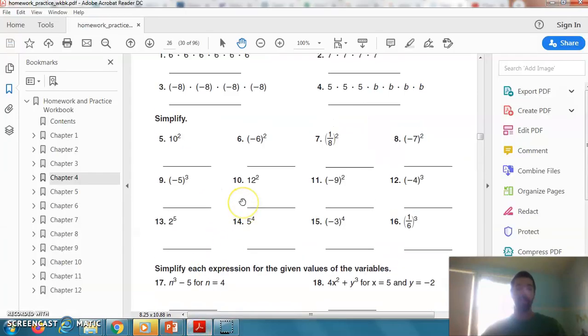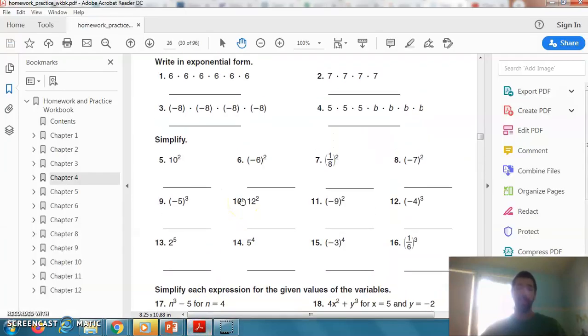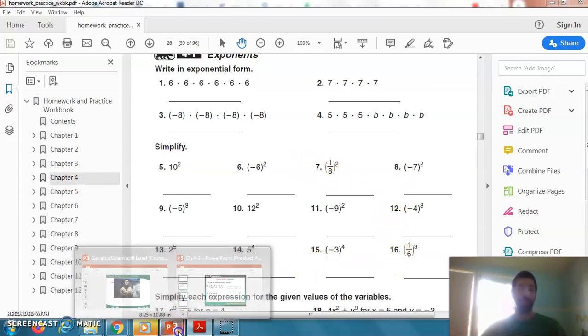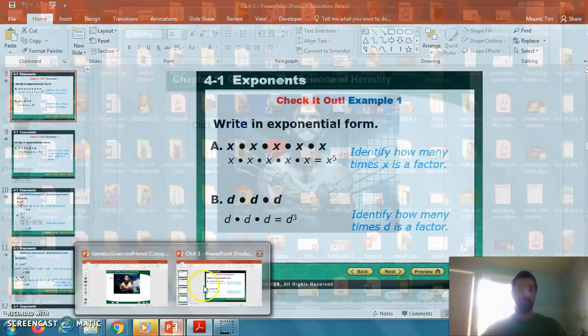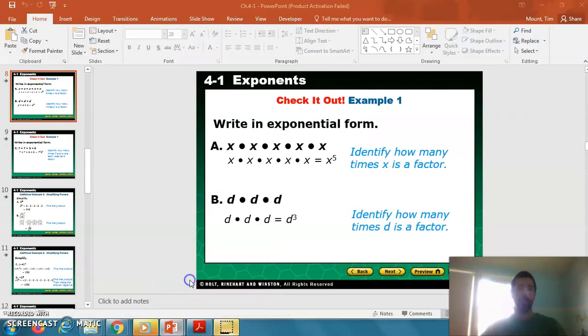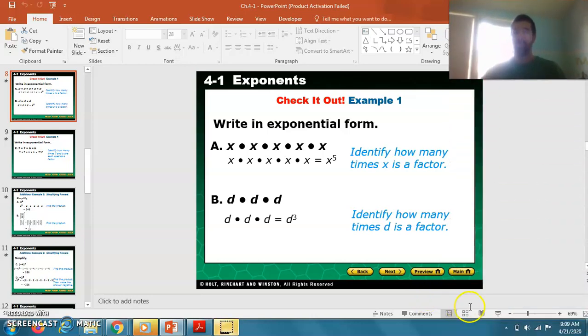I'm going to be going through some review of something that was assigned to you last week. The last week before vacation, I assigned numbers 1 through 4 to you. Today I'm going to show you how to do numbers 5 to 16 on the PowerPoint, and we can review it tomorrow in another video. These are the ones we did last week. Let me show you to remind you.